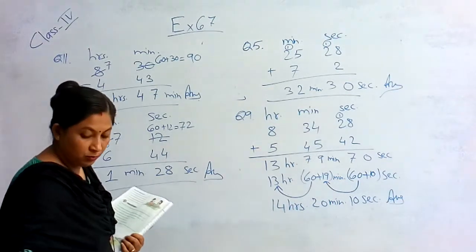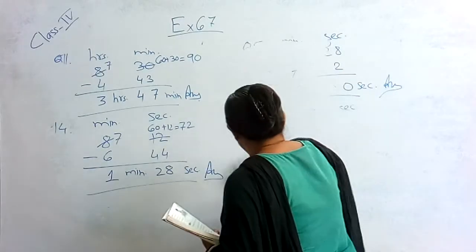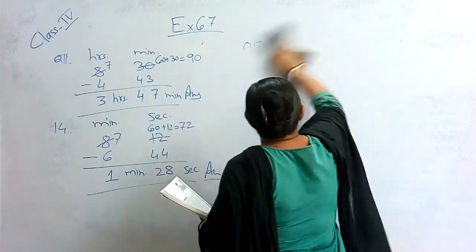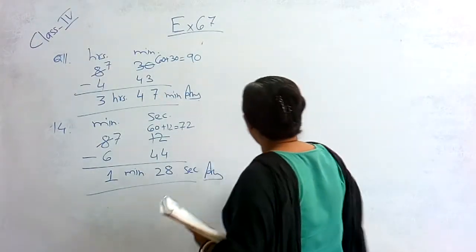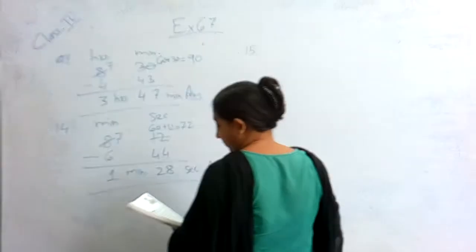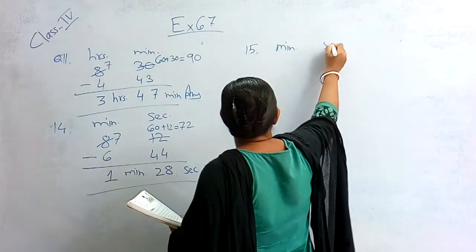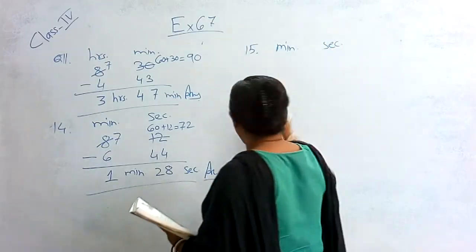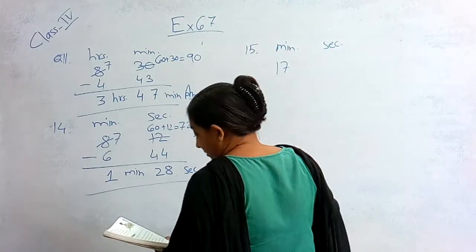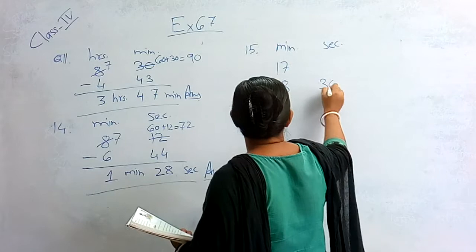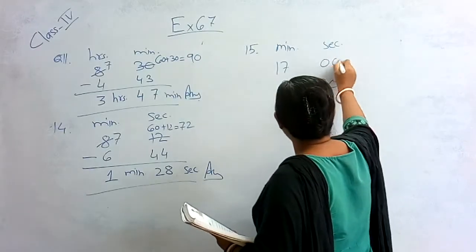One more we will do. This is number 15. Okay. So 15, again minutes and seconds. You will write minutes and seconds. From 17 minutes, you have to subtract 8 minutes. Now here it is given 38 minutes and 30 seconds. But here nothing is given. That means you will write 0, 0.